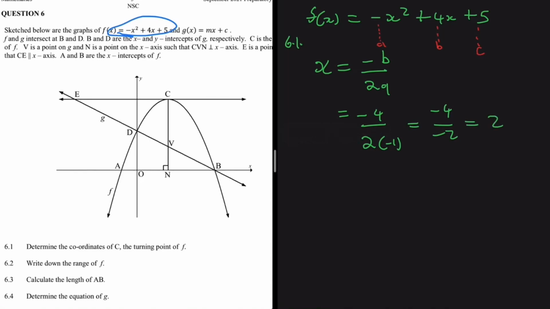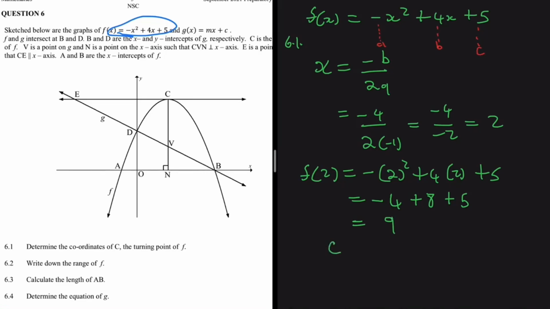Now we can substitute 2 in our equation and find the y value of our turning point. So we can say f of 2 equals minus 2 squared plus 4 multiplied by 2 plus 5. So we have minus and then 2 squared, that is 4. Then 4 multiplied by 2, that is 8. And then plus 5, and this will be equal to 9. So the coordinates of C, our turning point, are (2; 9).